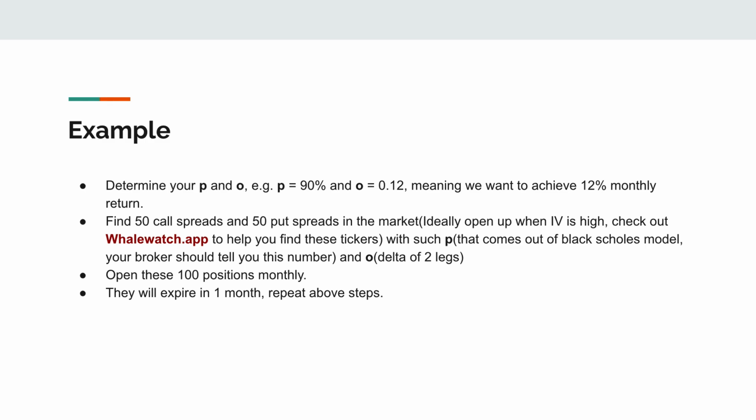Another requirement is that you are not just randomly finding these call spreads or put spreads, but you have to make sure that the P and the O are very close to what you determined in the beginning. In our case, they are 90% and 0.12. So you will open up 100 positions monthly, and since they will expire in 1 month, you should repeat the above steps after 1 month.